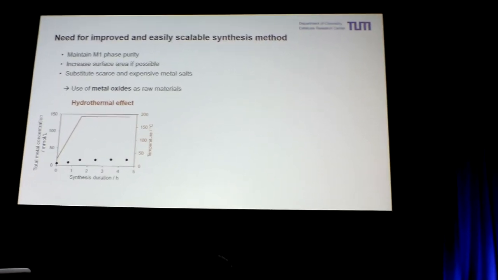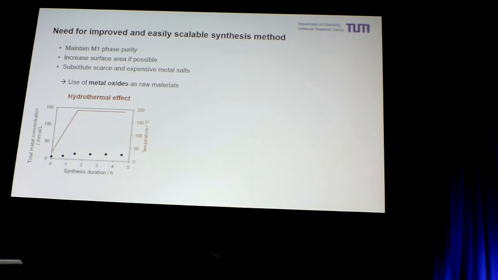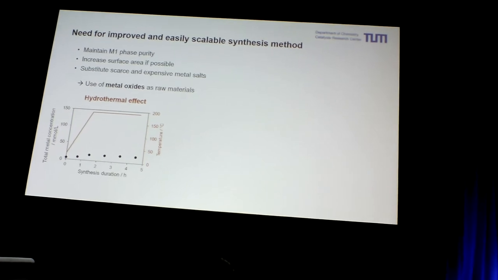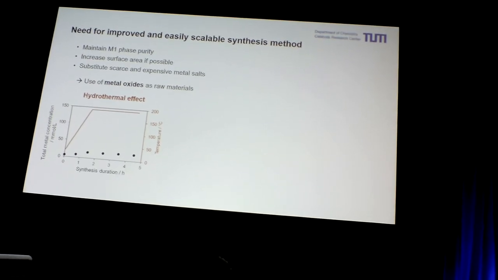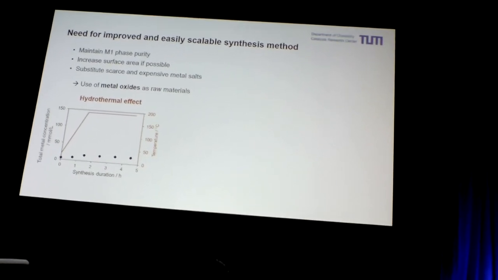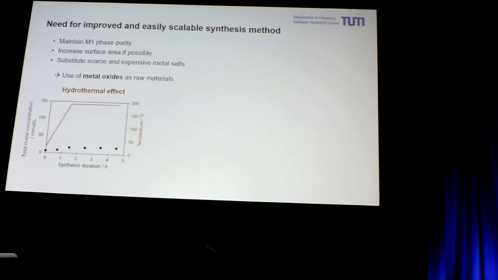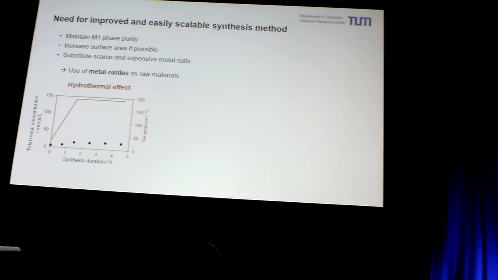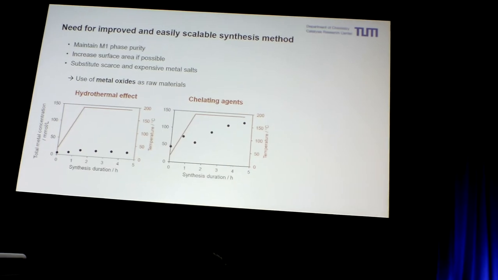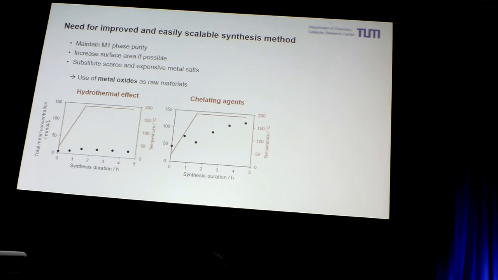Metal oxides are not very soluble in water, but we have the hydrothermal effect, so we put them in the autoclave and we analyze the liquid phase in the first hours of synthesis. Here I'm showing you the metal concentration in the liquid phase. We see there's a small amount of metals that are dissolved. However, we don't find this intermediate and we don't generate any M1 phase. So we need to put some chelating agents in order to solubilize the metals, and in this way we increase the concentration of metal ions in solution.